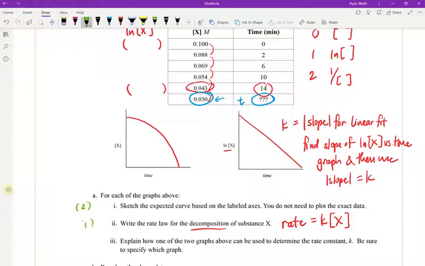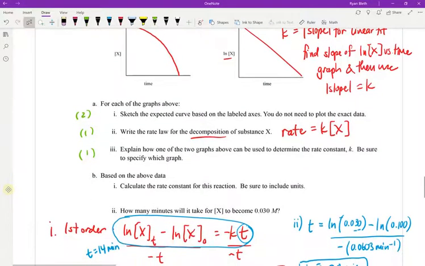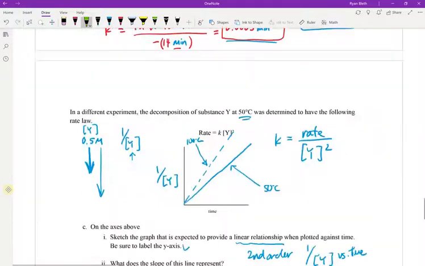1 point for the rate law expression. And then 1 point for your explanation of how you would find the K value from the graph. Calculate the rate constant, being sure to include units. I think I probably would actually make that 2, because that's a pretty important calculation. And I would probably make this worth 1. So I'd probably make part B worth about 3 points total as I'm grading that.